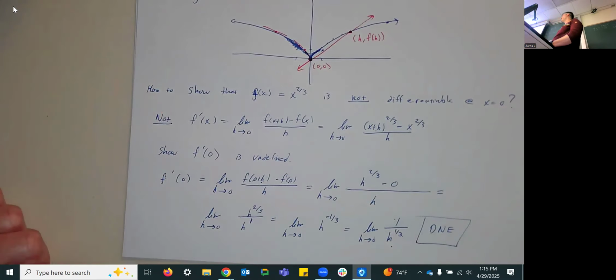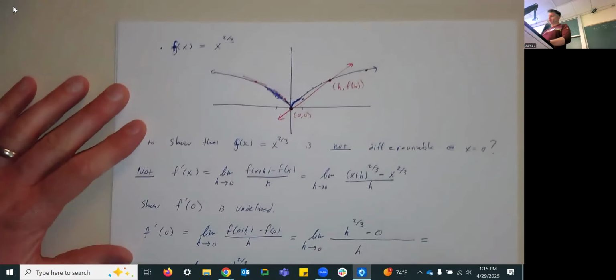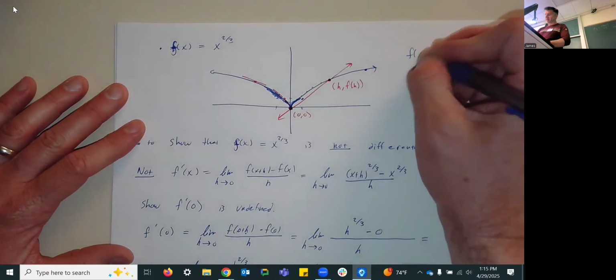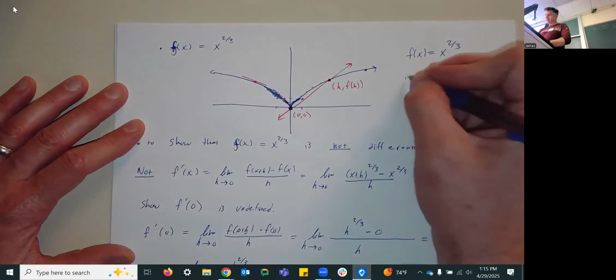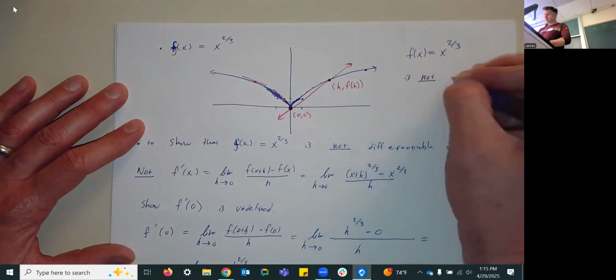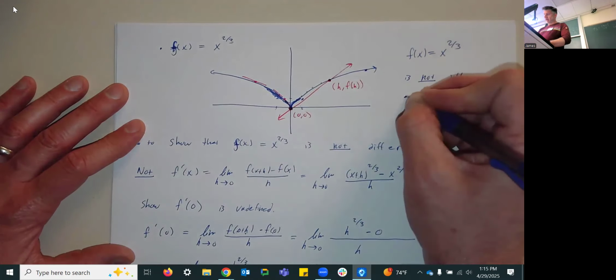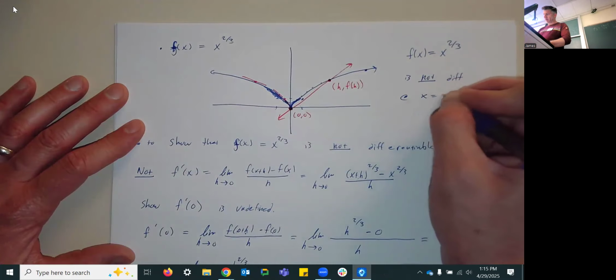But that limit was the definition of the derivative at 0. So if that limit doesn't exist, the derivative doesn't exist, or the function is not differentiable at that value. So it is very, very true that f of x, again, sorry for the name change, equal to x to the 2/3 is not differentiable at x equal to 0.